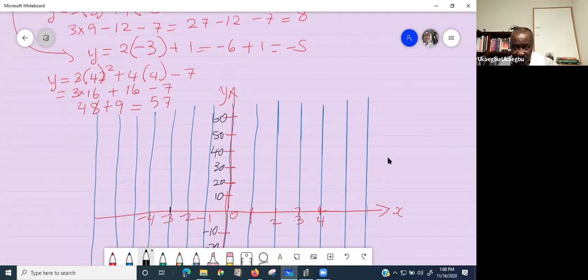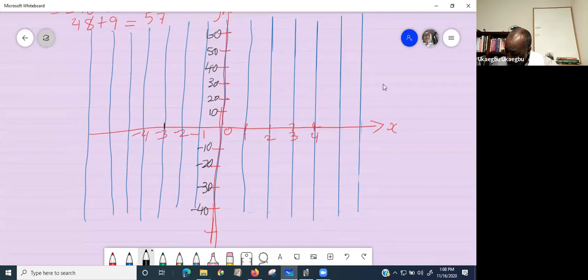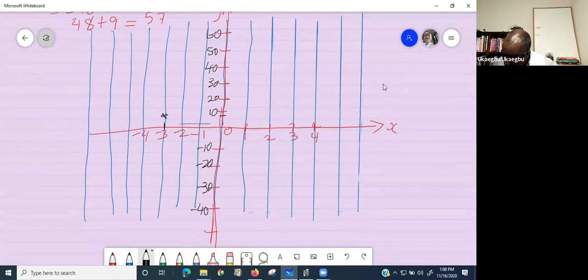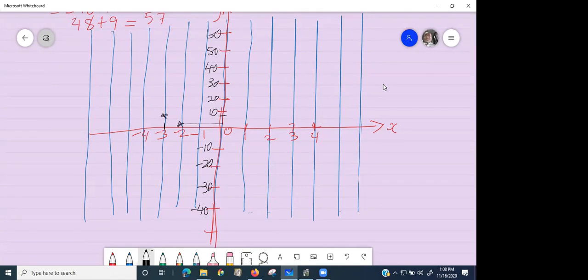So now, that's what I'm going to plot. Negative 3 and 8. So 8 is somewhere below 7. You see, all these things are an approximation. How about when it is negative 2? It's negative 3. Negative 3 is way below somewhere here. How about when x is negative 1? It's negative 8.